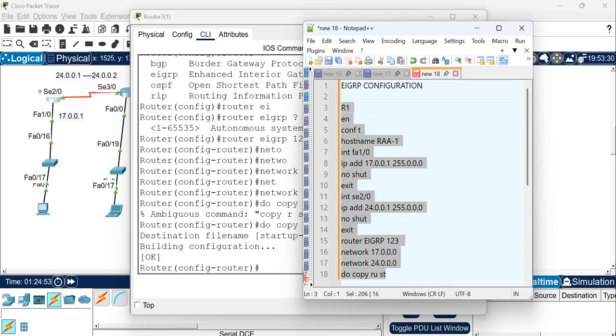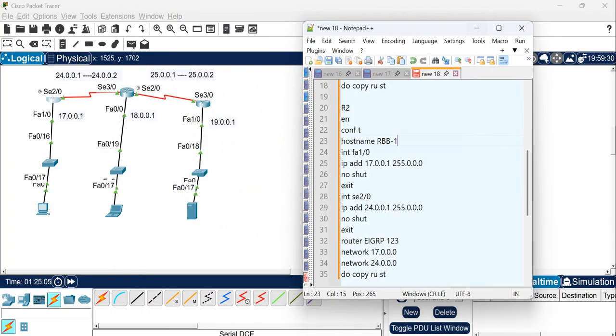So I'm going to do the second router. What is the second router? The second router name is going to be RBB-1. What I'm going to configure in the second router? FA 0/0, what is it? It is going to be 18. What is Se 2? It is going to be 25.